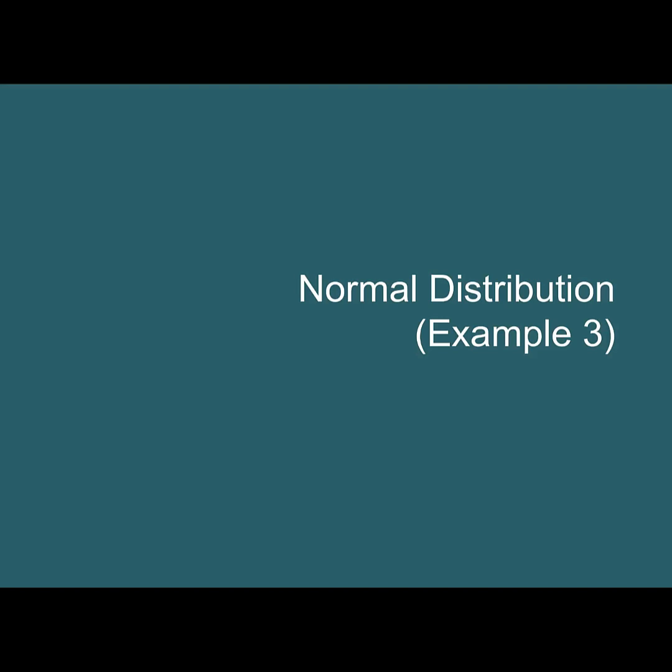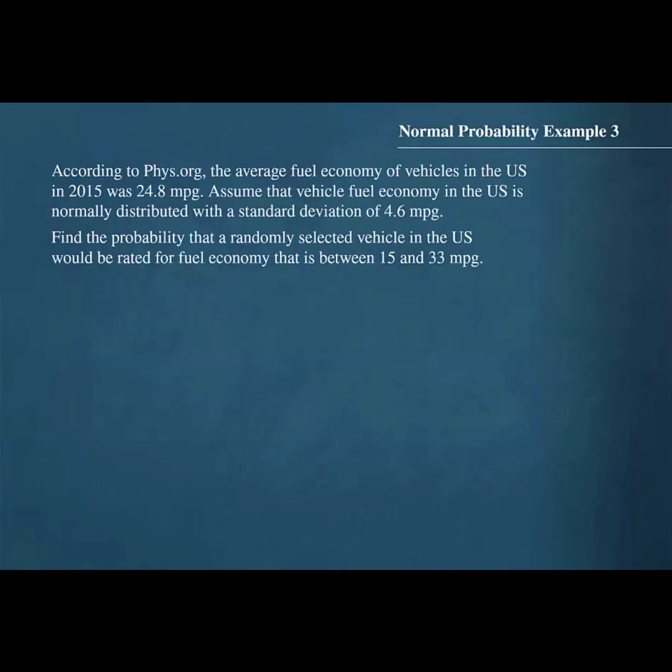Normal distribution, example 3. According to phys.org, the average fuel economy of vehicles in the US in 2015 was 24.8 miles per gallon. Assume that vehicle fuel economy in the US is normally distributed with a standard deviation of 4.6 miles per gallon. Find the probability that a randomly selected vehicle in the US would be rated for the fuel economy that is between 15 and 33 miles per gallon.